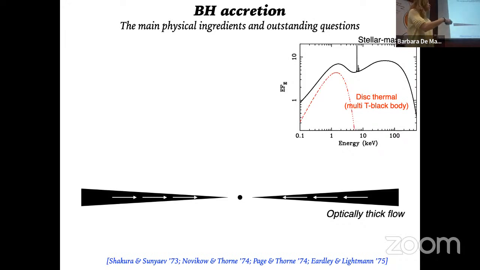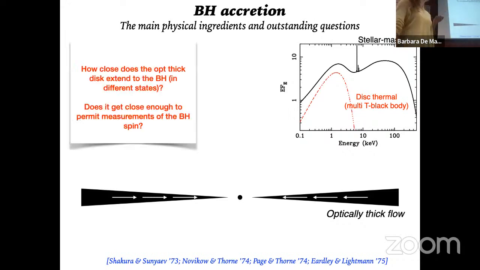This is the primary engine that powers this system, but there are a lot of open questions regarding this engine. For example, one of the most important ones is how close this disk can reach down to the black hole, and how this configuration evolves as a function of accretion state. This is an important question because depending on how close matter can reach down to the black hole, we can measure or not the black hole spin. Only if we have matter very close to the black hole are we sensitive to spin measurements.